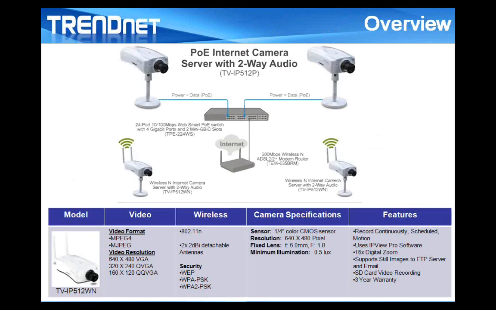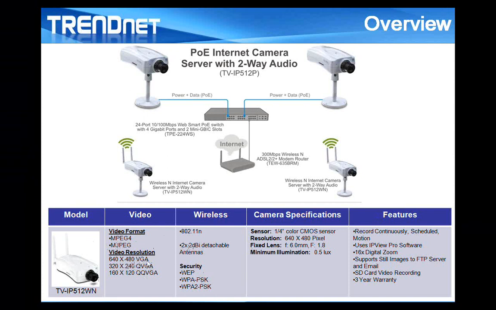So here's an overview of the camera. You can see here how it's set up. We have a PoE switch powering our PoE versions of the 512. And then you can see here that we have our TEW635BRM wireless N modem router, and this is connecting our wireless N cameras. Down here is kind of a quick cheat sheet showing you all the information about the 512WN more specifically, but these also work for the 512P.